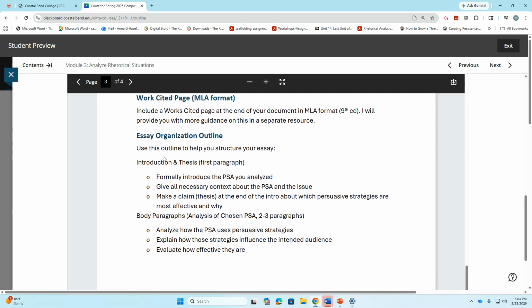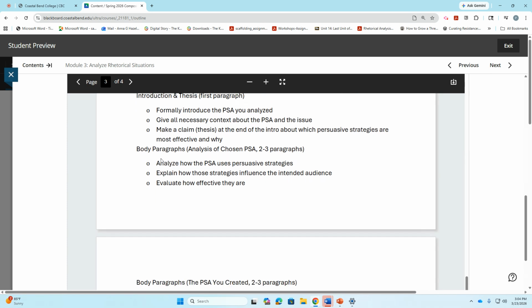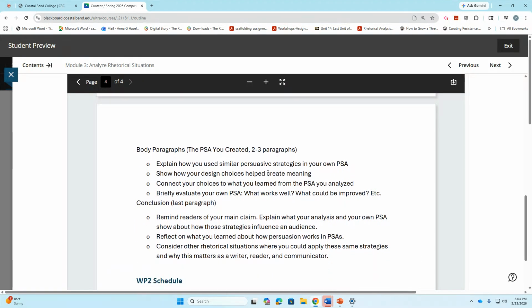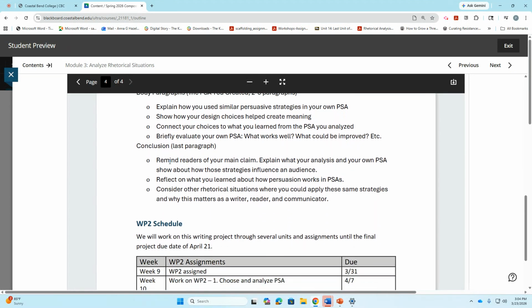And I've also included an essay organization outline. So this is going to help you structure your essay. Now, for those of you who are like, what does this look like when it's all put together? I can't quite envision how all these parts are going to fit. This is going to be a good resource for you because it's going to have an introduction and thesis, just like any essay in the first paragraph. And then your body paragraphs are going to be kind of divided between your analysis of the PSA that you've chosen to write about and analyze, and then the one you created. And then, of course, there's a concluding paragraph.